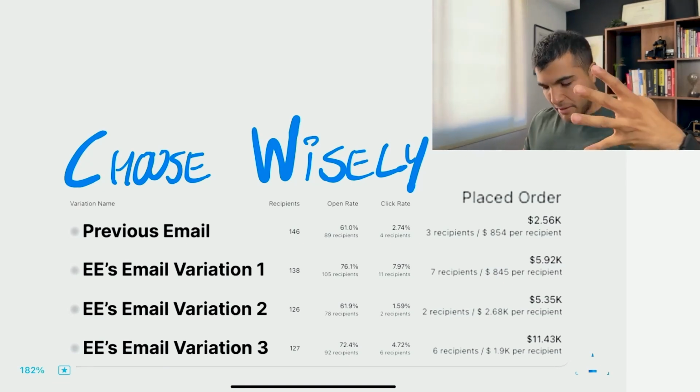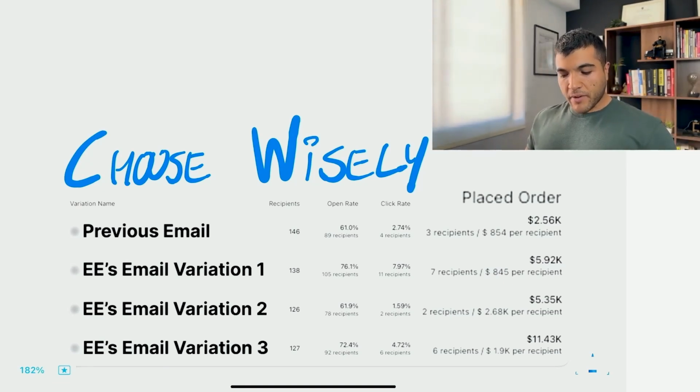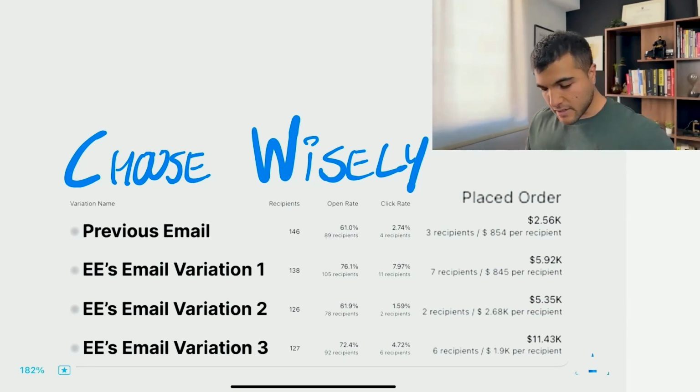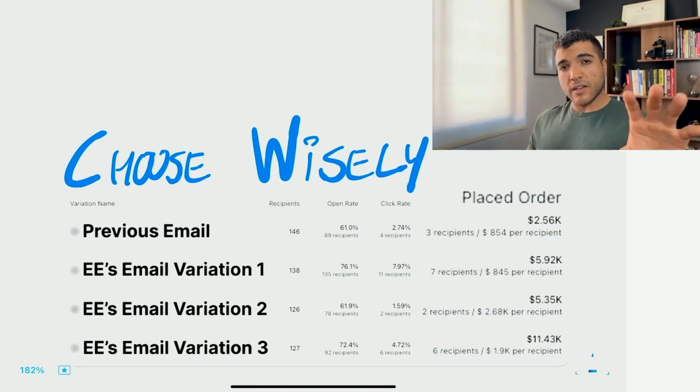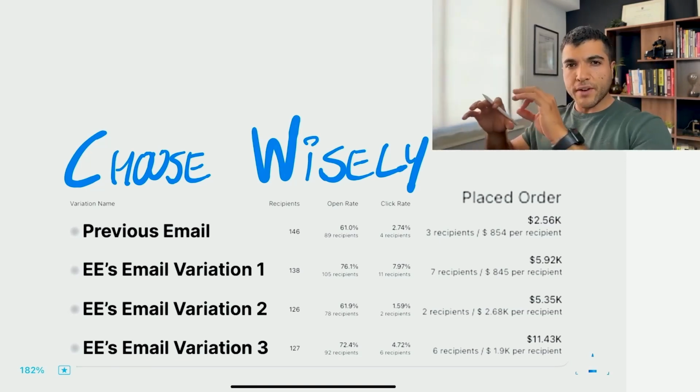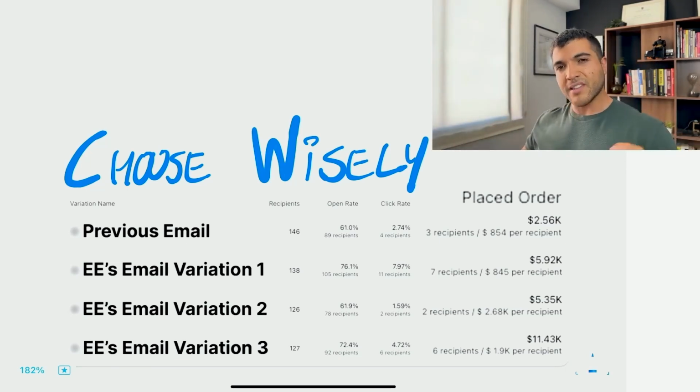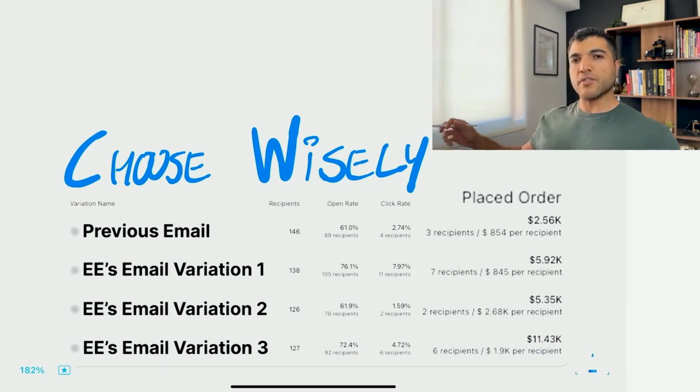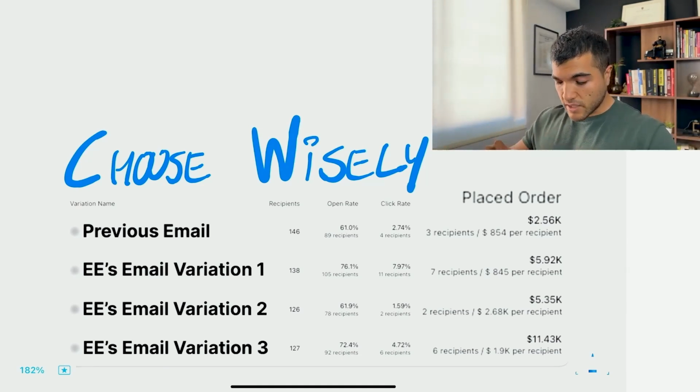And we have 4 emails right here. First, we have a previous email another agency had set up. Then we tested 3 emails. Whenever we're creating flows for a new client, we don't just set up 1 email and call it a day. We test 3 variations. We basically give ourselves house odds at winning, right? And this is the type of thing that you will see when the result is done.